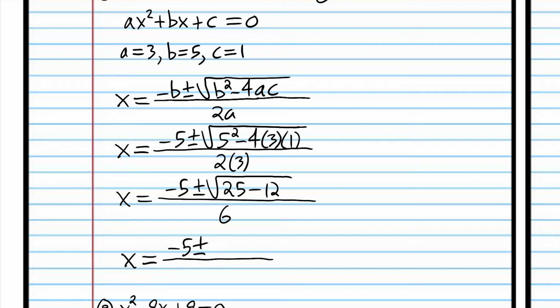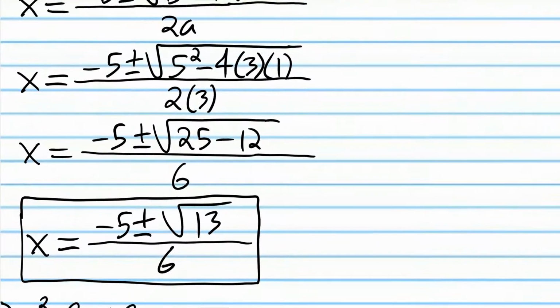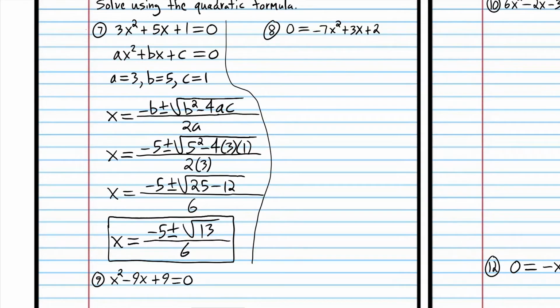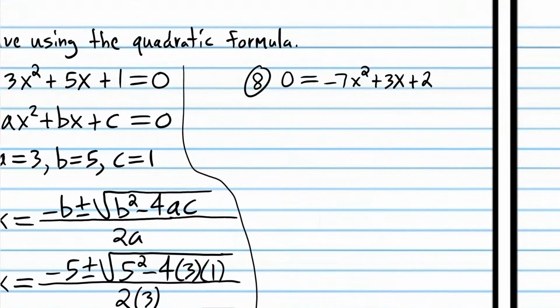25 minus 12 is 13, so we have root 13, and we can't really do much with that expression at that point. So, as you can see, the quadratic formula is a very powerful tool because we just plug numbers in and we get our answer quickly rather than having to use the completing the square method. So let's try some more of these problems before you try one on your own.